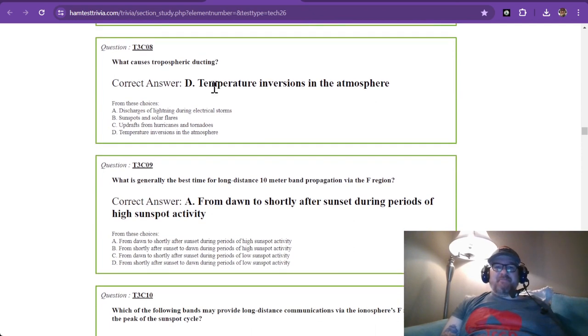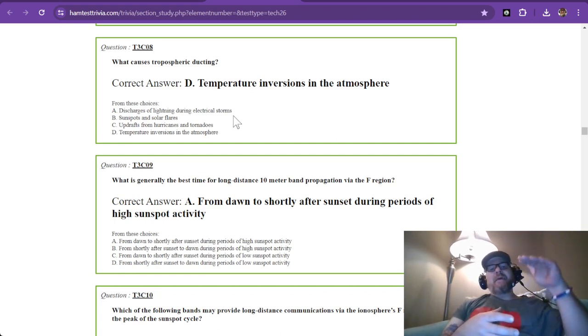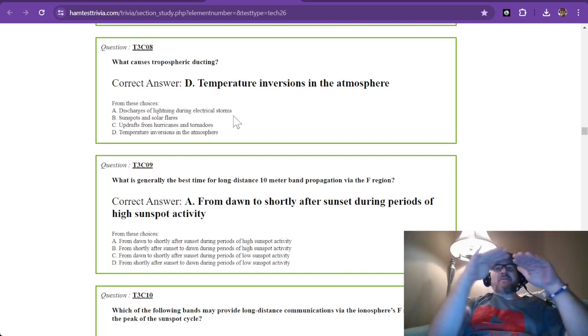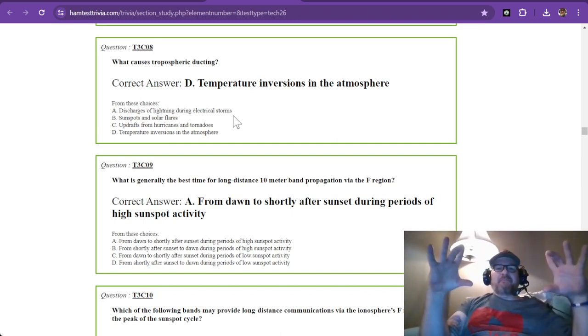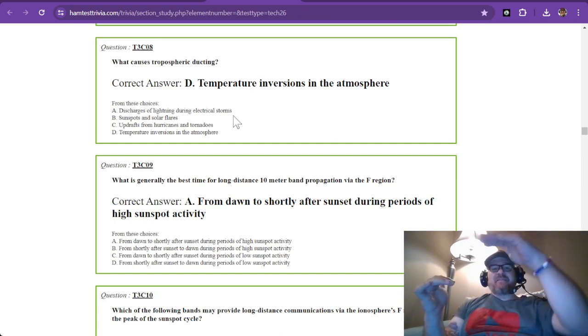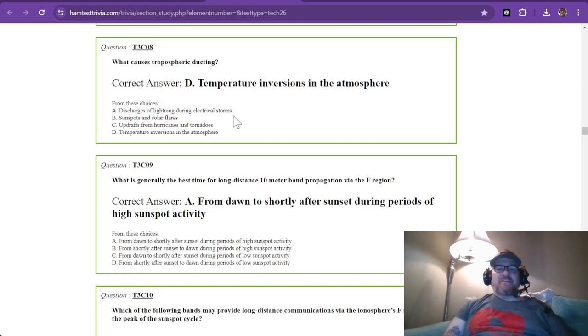Question number 8. What causes tropospheric ducting? You should know the answer to that. I just said it was temperature inversions in the atmosphere. So a good way to tell is if smoke is rising. Smoke is pretty warm, and then it stops rising and starts collecting. There's usually warmer air above that cooler air, and that's where the tropospheric ducting starts bouncing those radio waves, and then eventually they exit and come back to Earth, and then somebody picks it up.